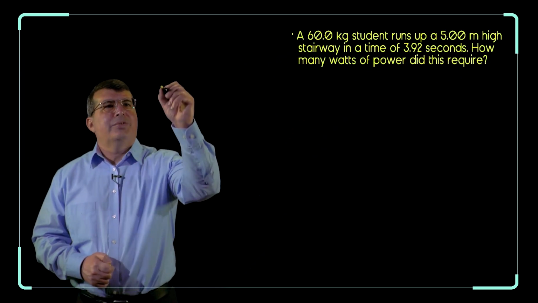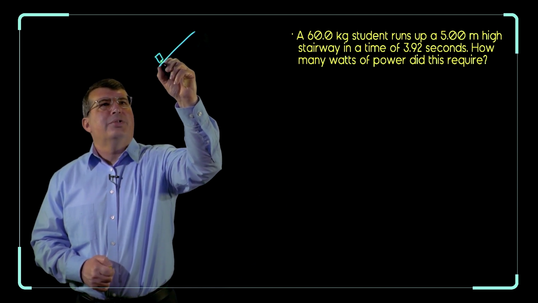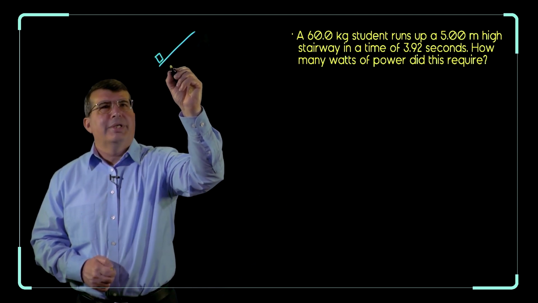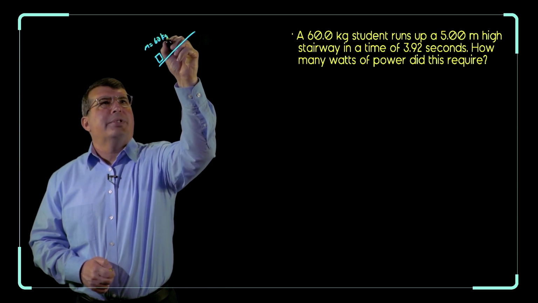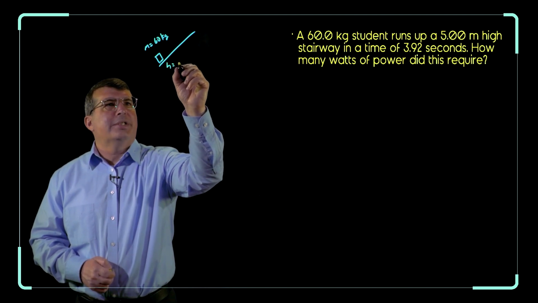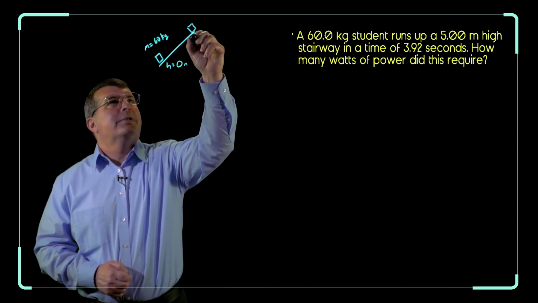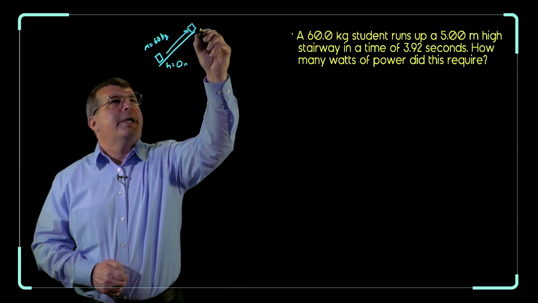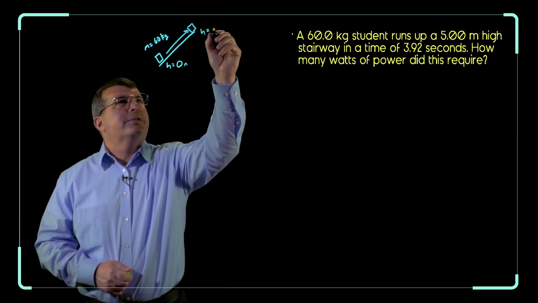Okay, let's draw a diagram. Here's our stairway. Here's our student. We have a square student. The mass of the student is 60 kilograms. And the initial height is equal to 0 meters. And up at the top of the stairs, the height is equal to 5 meters.